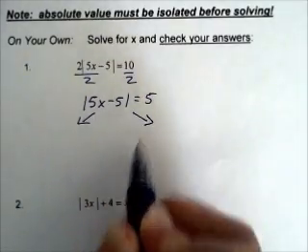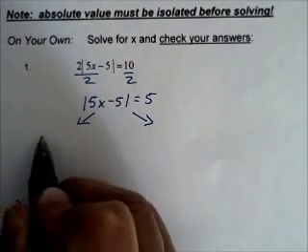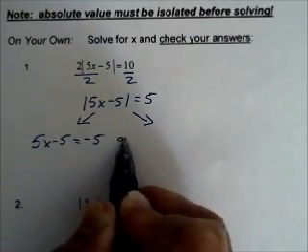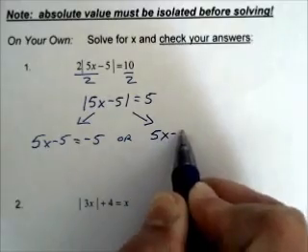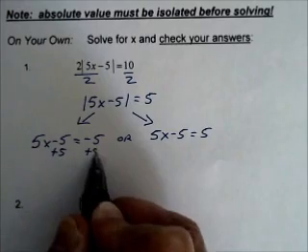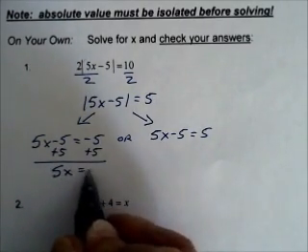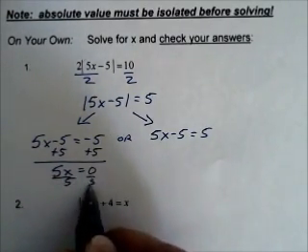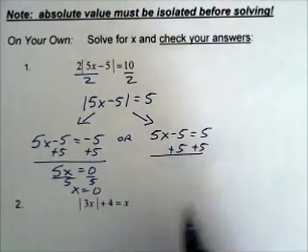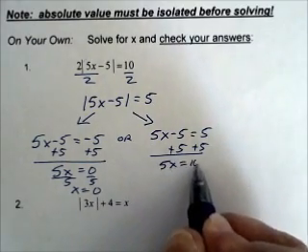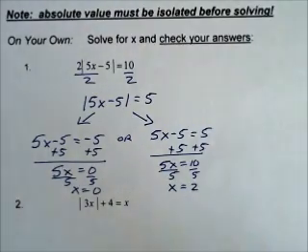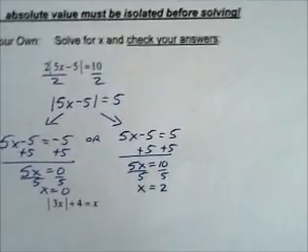Now that the absolute value is isolated, we split into two equations, dropping the absolute value symbols, setting it equal to negative 5, and dropping the absolute value symbols and setting it equal to 5. Now solving individually, adding 5 to both sides here, I get 5x equals 0, dividing by 5, x equals 0. Adding 5 to both sides, 5x equals 10, dividing both sides by 5, x equals 2. So we have these two values for x, but now we must go and check them.